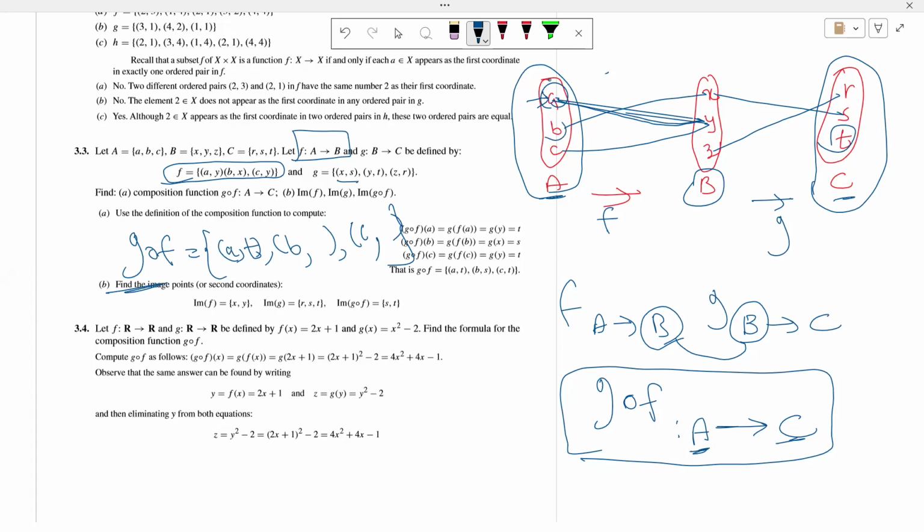Similarly, I take the second element in the domain A. Sorry, the second domain element is B. Then from B, I can move this way. So my second pair is (B, S). Now, again, I can move from C to Y, right?